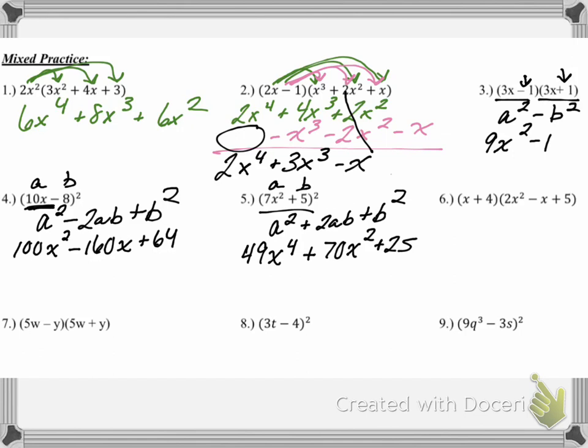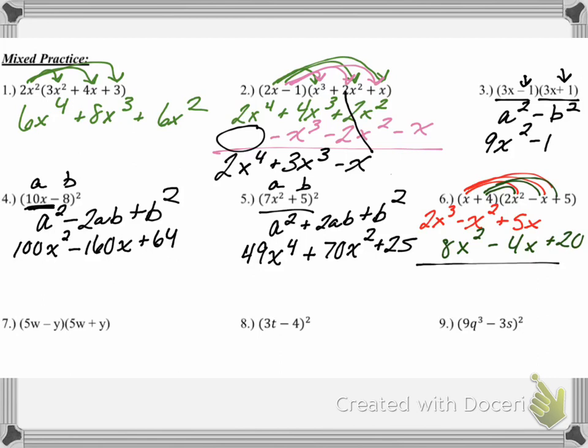Now number 6 is nothing fancy. I cannot take a shortcut, so I'll have to distribute the x. So I get 2x cubed minus x squared plus 5x. And then I'll go ahead and distribute the 4. And so that's going to give me 8x squared minus 4x plus 20. And then from here I can go ahead and combine like terms. So I get 2x cubed plus 7x squared plus x plus 20.